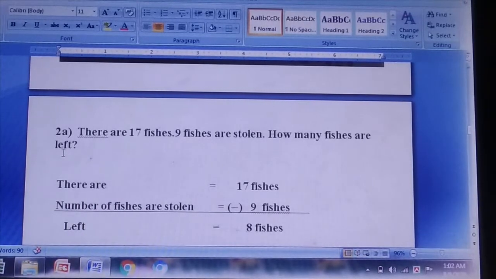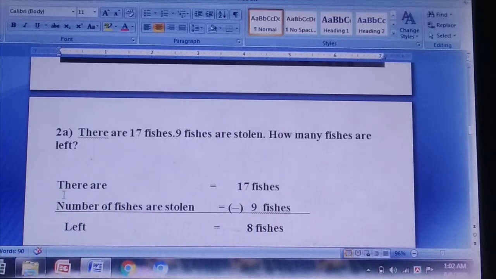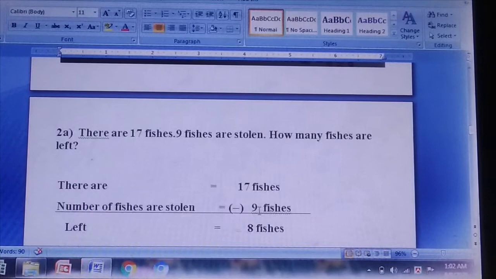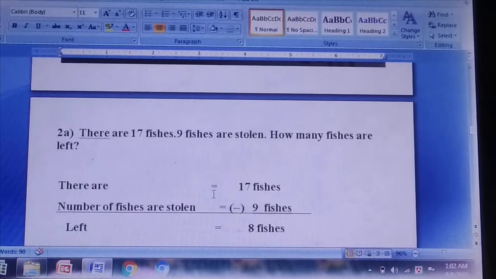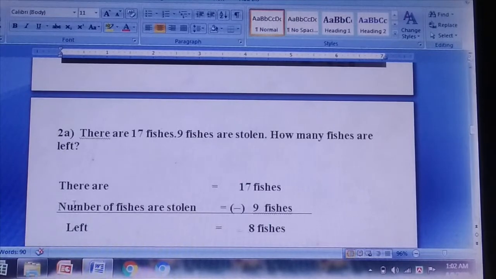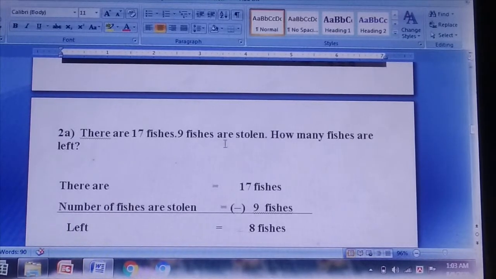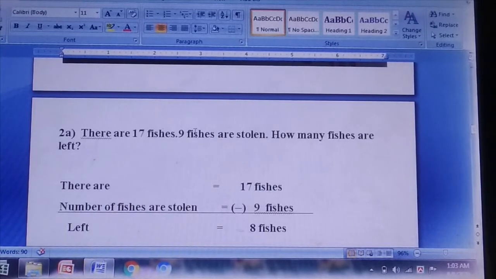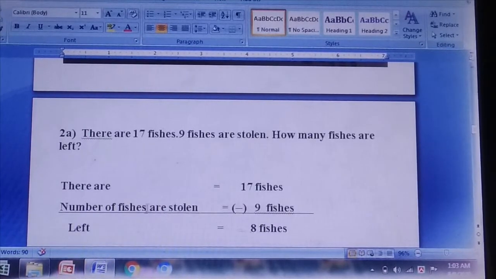To minus the number, first we arrange the number in a row, in a column. Okay, now in the first line we write there are 17 fishes. We give an equal to sign here. This is our equal to sign. You see the cursor, right? In the next line, look at here, is written 9 fishes are stolen. To arrange this line in a proper statement, I write here number of fishes are stolen.